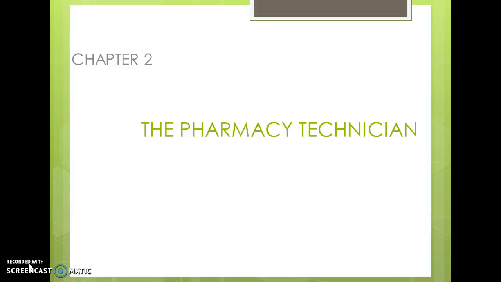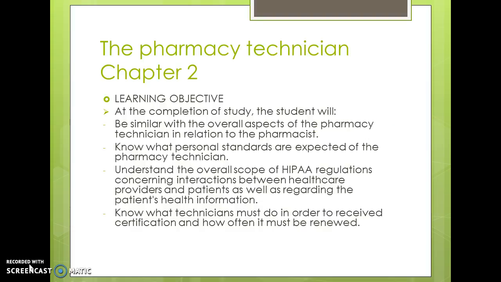This is chapter 2, the pharmacy technician. So the following are the learning objectives.